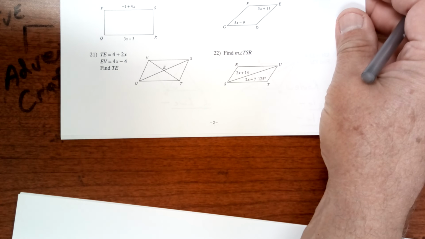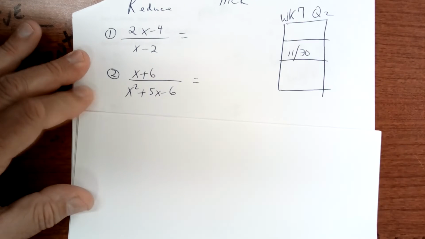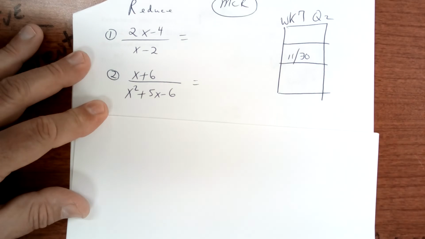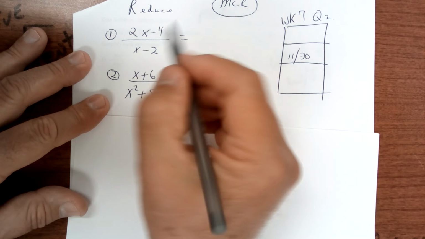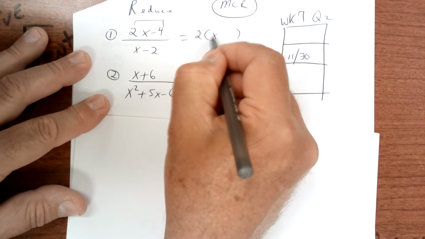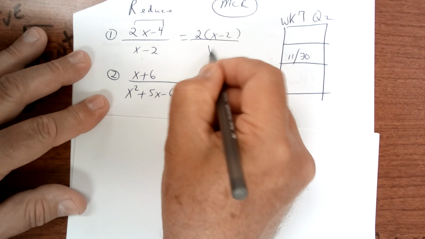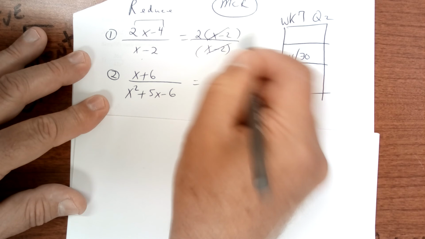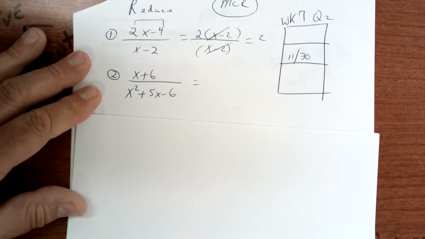Let's turn our attention now to MCR class. MCR class, you got a factor. So here you can take out a 2, and you're left with x minus 2. On the bottom, you have x minus 2, so this one cancels, and your answer is 2. So you have to factor first.